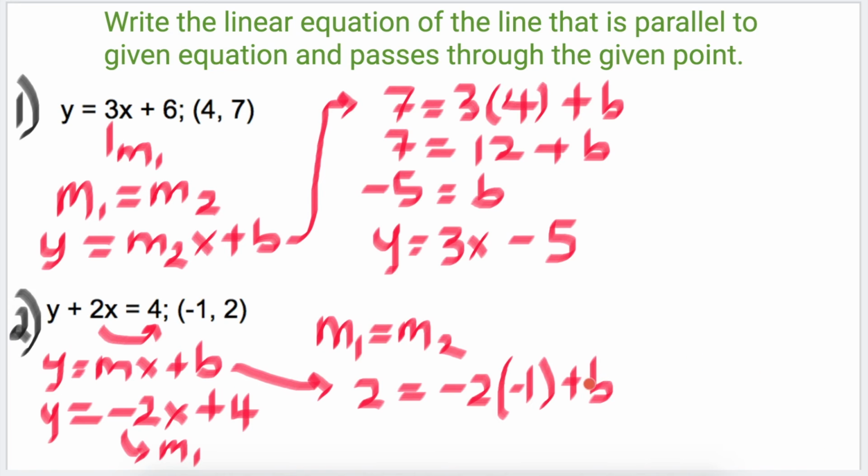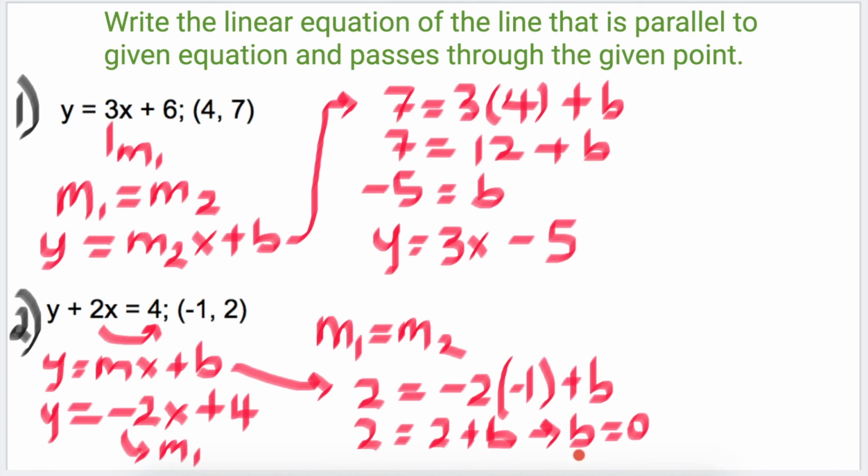We're looking for where the line crosses the y-axis, the y-intercept. When you multiply negative 2 times negative 1, you get positive 2 plus b. If you want to solve for b, all you need to do is to move this positive 2 over to the other side by subtracting 2. That gives you a b value of 0.